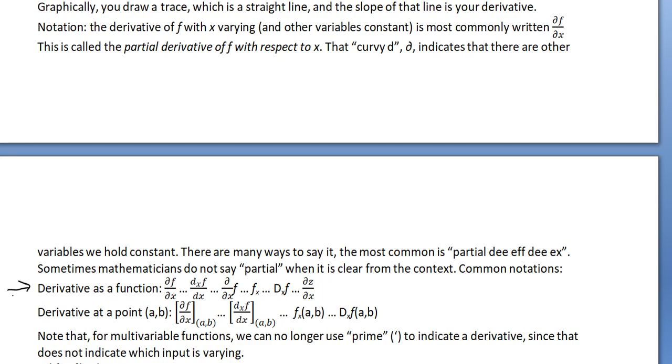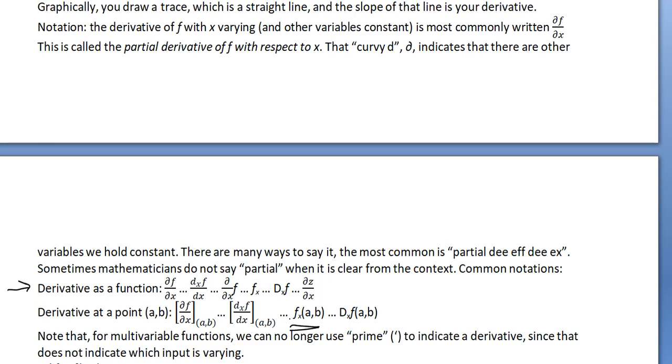What if we want to talk about the value of the derivative at a specific point? There are all these different notations. The easiest one to use, and probably the one I'm going to generally use, is f sub x, because it's basically written as a function. This is the one that looks the most like the prime notation that you probably saw before. So f sub x, and then you just say of whatever point it is. And remember, of course, we're plugging in x and y values. So say of a comma b.